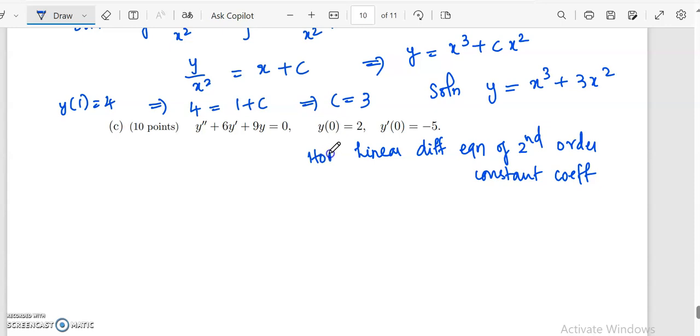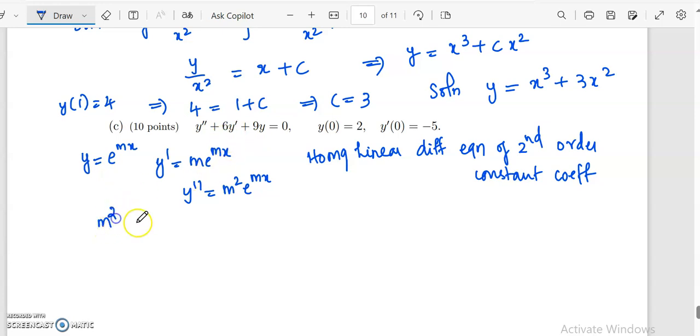So this is a homogeneous equation, so here the right side will be 0. Now for finding the solution of this, we will put y equal to e raised to mx. So y dash will be m e raised to mx and y double dash will be m square e raised to mx. Upon substituting these values, we'll get m square plus 6m plus 9 times e raised to mx equal to 0. Now e raised to mx cannot be 0.